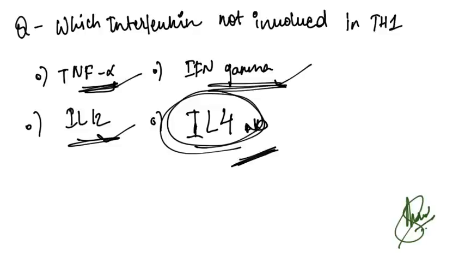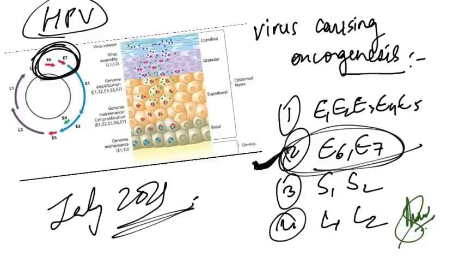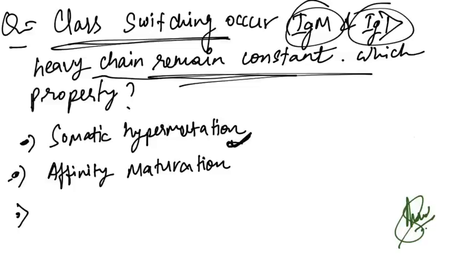Which interleukin is not involved in hypersensitivity type 1 reaction? Interleukin 4 is the answer. Now this diagram was given in which HPV virus causes oncogenesis. So E6 and E7 play a major role in this, and not L1, L2, S1, S2, and even E2, 3, 4, 5. These don't play a role in oncogenesis. Repeat question from July 2021.